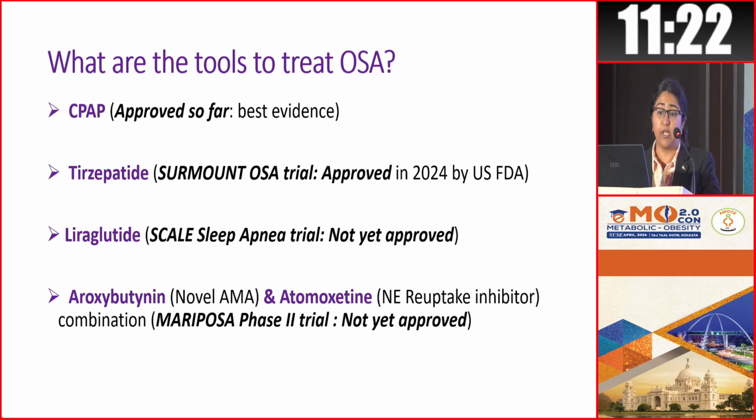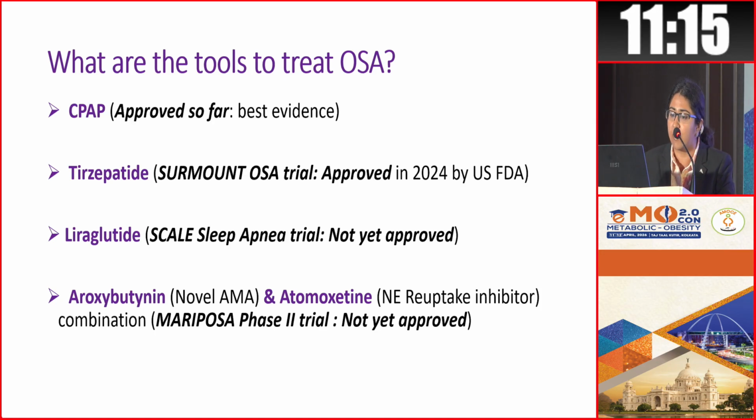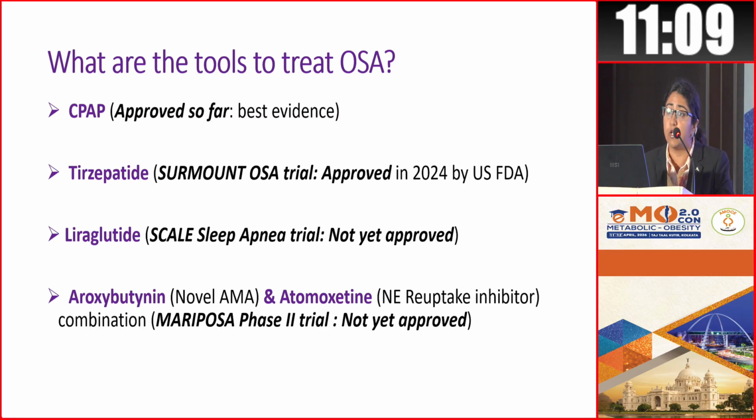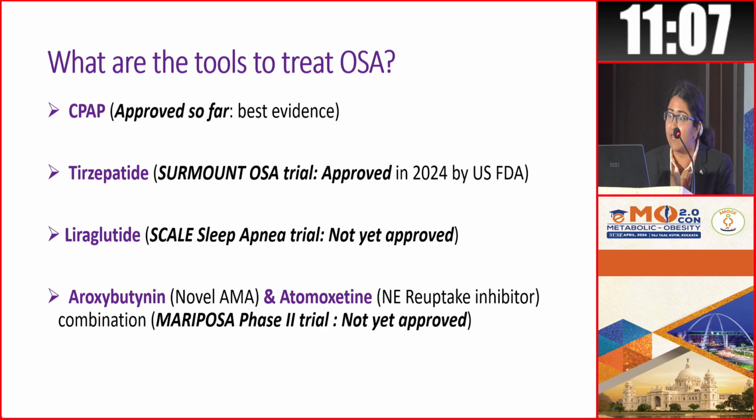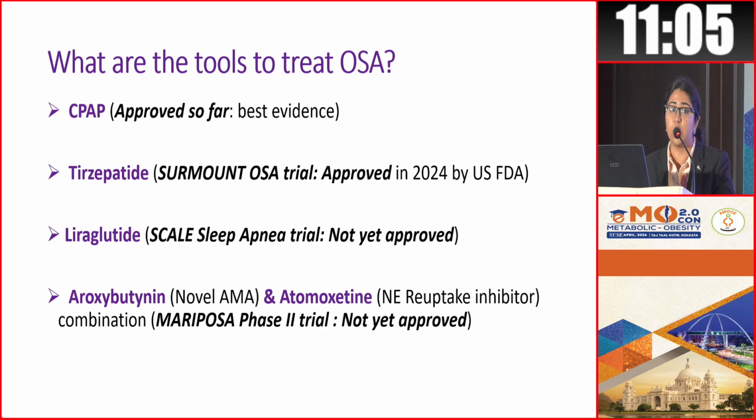Out of the pharmacotherapy, what is there? The evidence is for tirzepatide, which was approved in 2024 by the US FDA on account of the SURMOUNT-OSA trial published in 2024, which was done for people with moderate to severe OSA with severe obesity without T2DM.